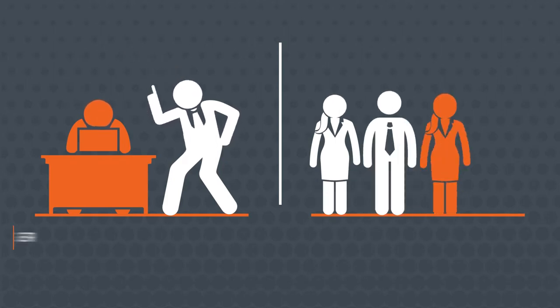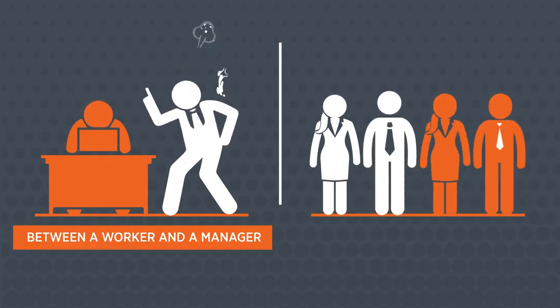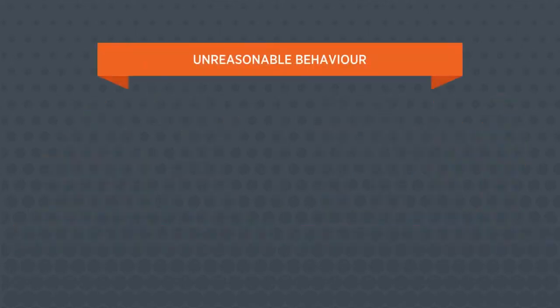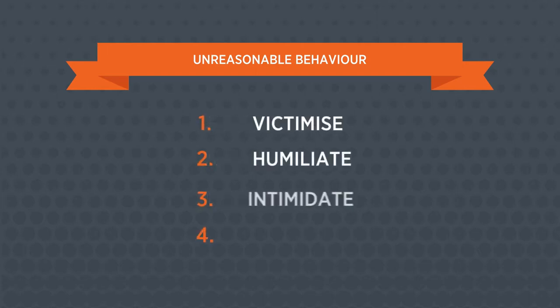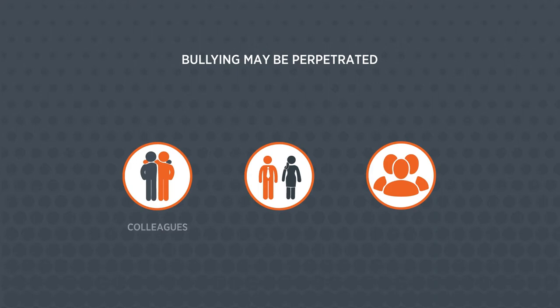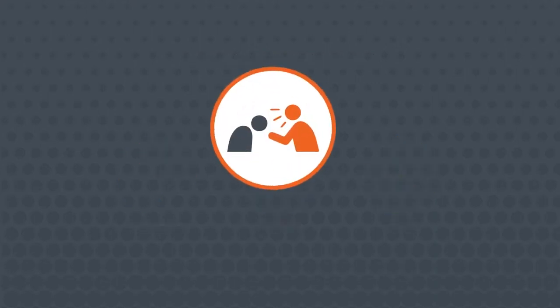A person can be bullied for any reason. It can occur between a worker and a manager, or between co-workers, colleagues. Unreasonable behaviour means behaviour that a reasonable person, having regard to all the circumstances, would expect to victimise, humiliate, intimidate, or threaten another in the workplace. Bullying may be perpetrated by a colleague or colleagues, a manager, or even a client. It includes behaviour that degrades or undermines others in the workplace.